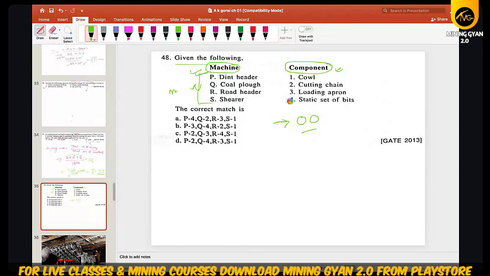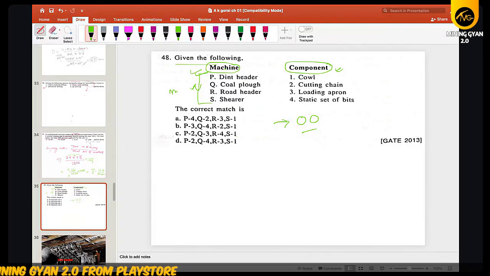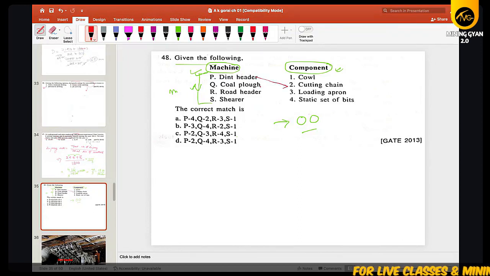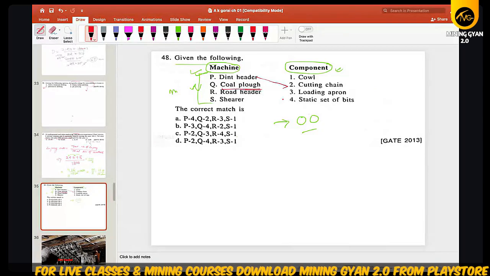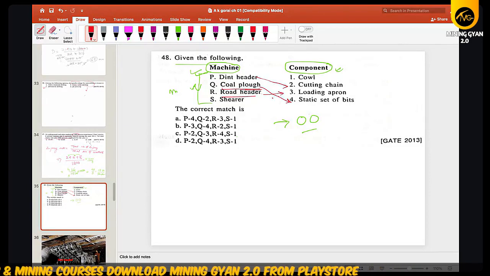what does the dinting header do? In the dinting header, you have a cutting chain. So I will take dinting header has a cutting chain. Then the coal plow, what is in the coal plow? Coal plow has a static set bit. Road header has a loading apron. I will show you road header, loading apron, and serial has a crawl.